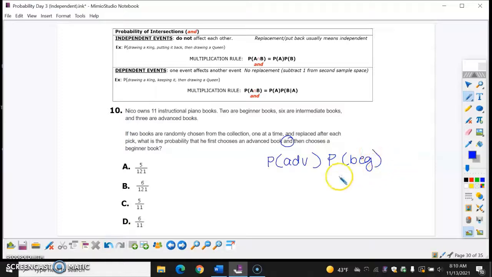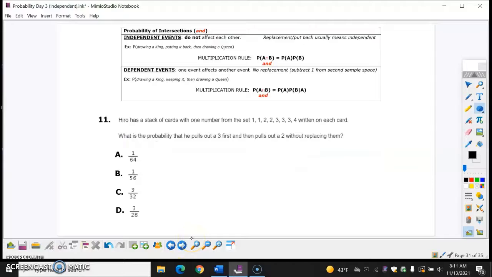See if you could figure out what that would be. Choosing an advanced book, there are 3 out of the 11 that are advanced. A beginner book, so that advanced book is put back, so we're still choosing from 11. And there are 2 of the beginner books. Multiply those to get 6 out of 121.